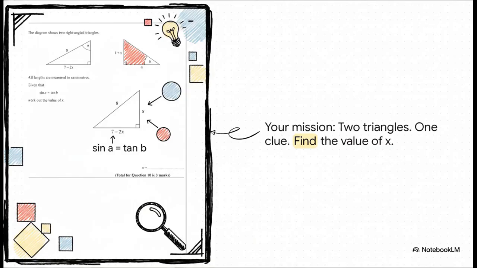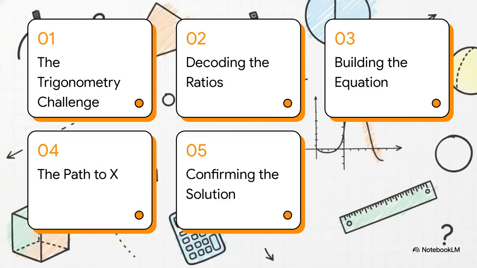Okay, so here it is. Question 10 from a recent higher tier paper. You've got two right-angled triangles, some side lengths with x in them, and one simple mission. Find that value of x. Now, this might look a bit daunting at first, but I promise everything you need to solve it is right there on the screen.